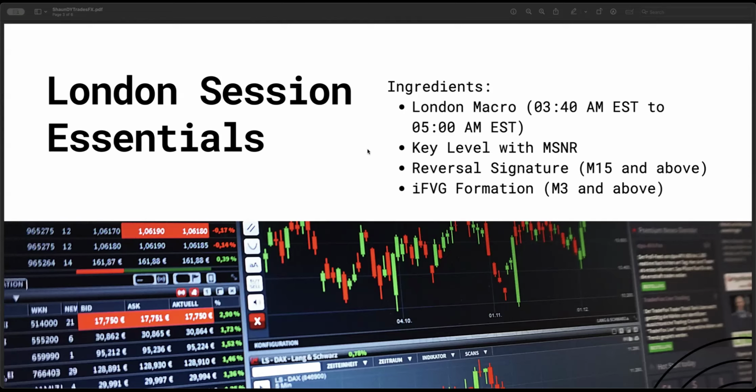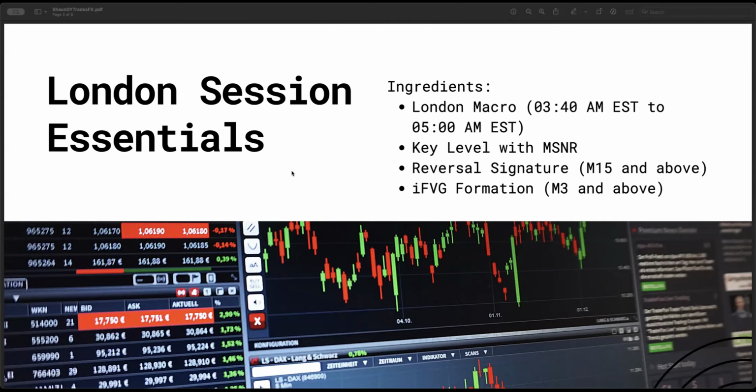All right. Then we will take a look at the reversal signature. If you are in my public Telegram group, I have sent you guys a reversal signature. I will show it to you in this video as well. And after that, once that forms, you're looking for an inverse fair value gap formation. Okay, so these are the ingredients.